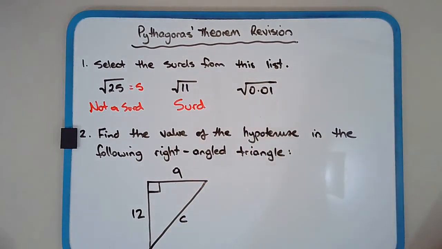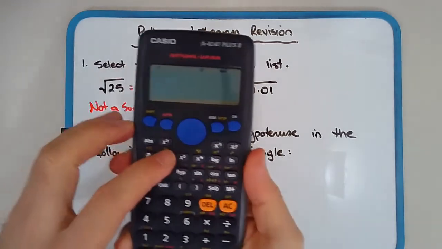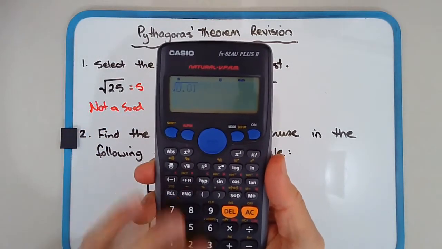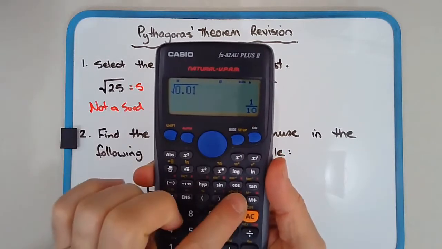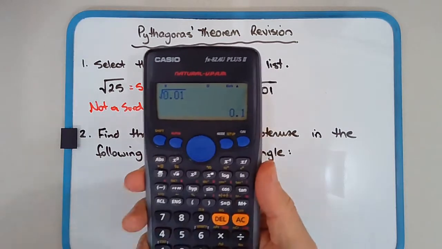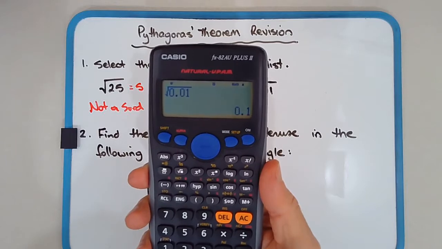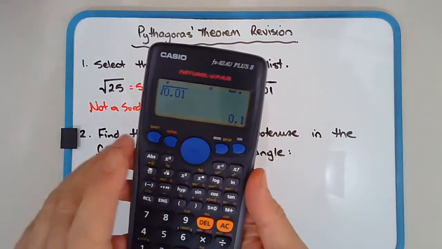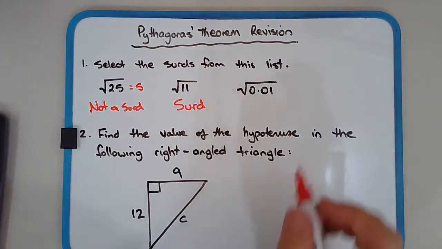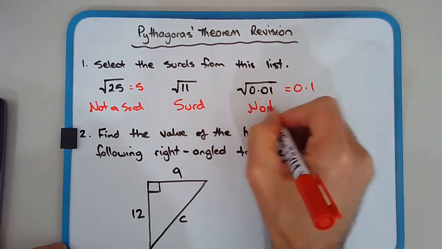What about square root of 0.01? Now that might appear to be a surd because it's got a decimal in it. But let's see what happens when we type it in. So square root of 0.01, we get 1 on 10, or 0.1. This is a decimal that doesn't go on and on forever. This is a terminating decimal, and it looks like a very well-behaved one. So that's equal to just 0.1, and this one is not a surd.